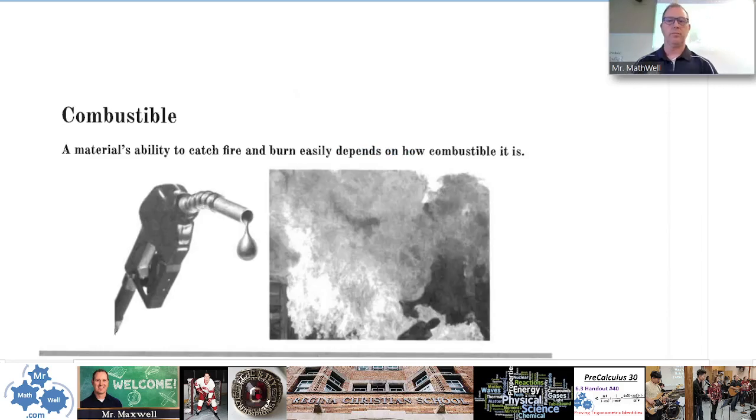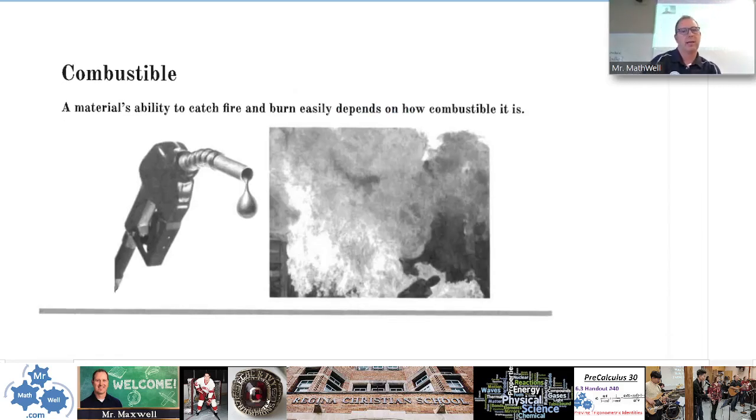Okay? Another way to describe material would be combustible. Again, these may be words that you're familiar with. Maybe this is the first time you've heard of it. If something is combustible or very combustible, this describes the material's ability to catch fire. So you may not have enough space to write catch fire there, I'm not sure, but the ability to catch fire. That's what combustible means. And burn easily. And it depends on how combustible it is. So for example, gasoline. This is a picture of a gas pump, right? So gasoline is very combustible.